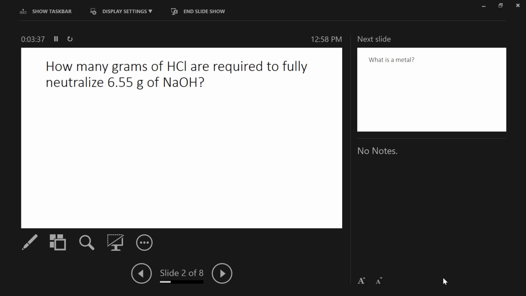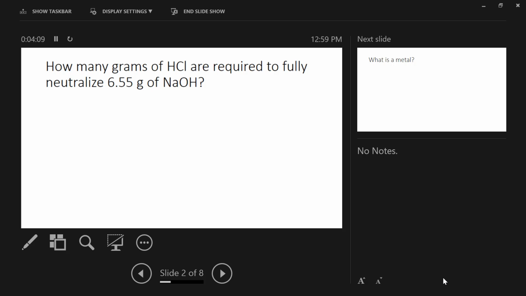And so the more you do these problems, the more you'll learn to recognize that if it wants me to go from grams of one material to grams of another, it is going to require 3 steps. Okay? If it wants me to go from grams of one material to moles of another, or moles of a material to grams of another, I can do that in 2 steps. If it wants me to go from moles of one material to moles of another, I can do that in 1 step. Okay?